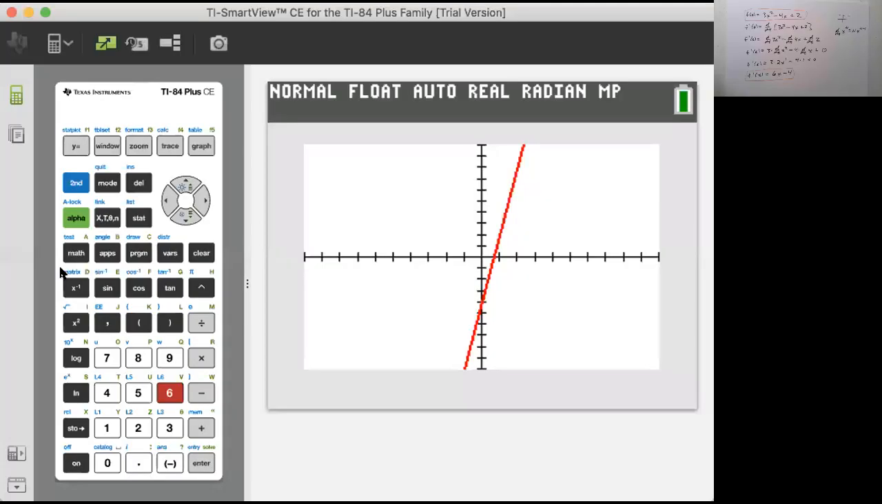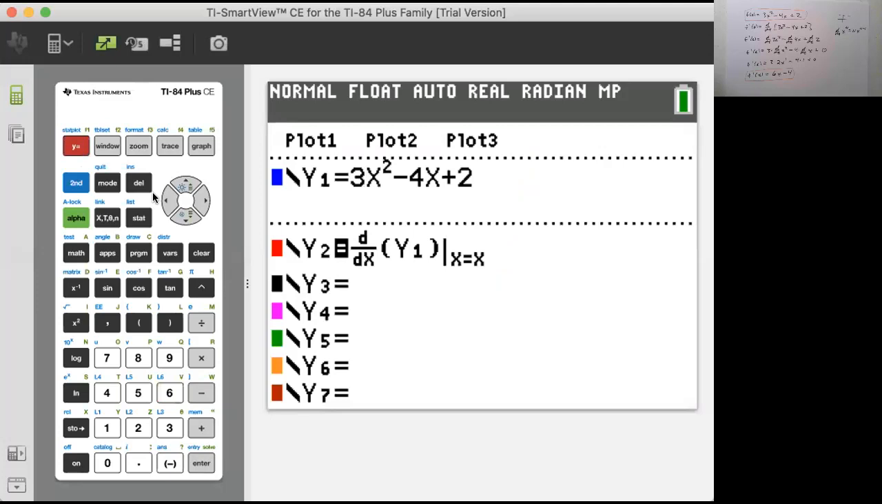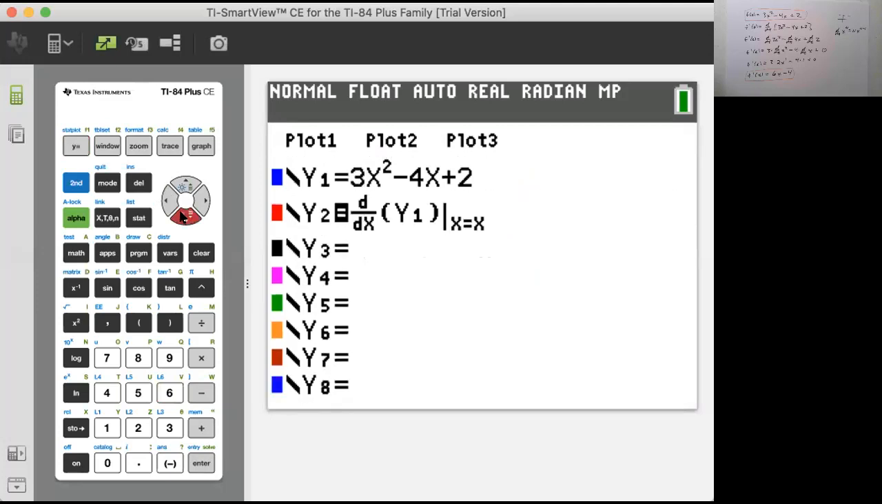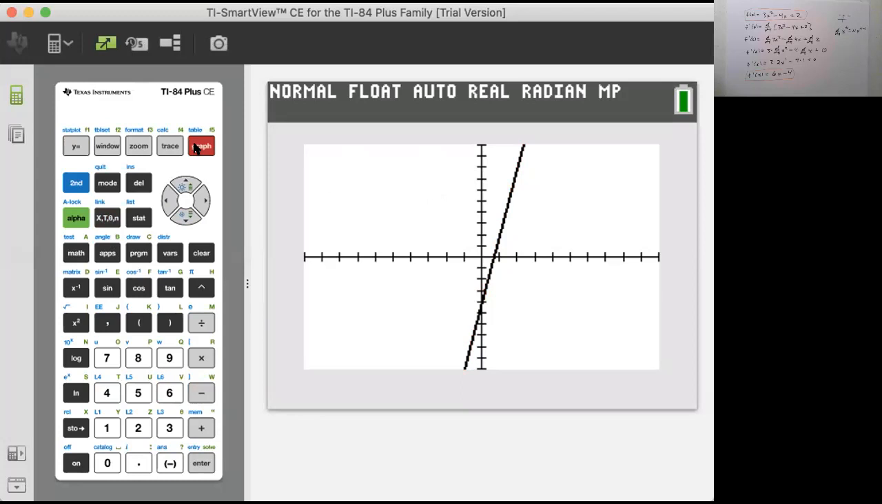So if I look at the graph, we have the derivative in red. Now in black, I will graph 6x minus 4. Is it the same? And notice it graphed it right on top of it. So that makes me feel pretty good. So that's our basic strategy. Now let's do some more challenging kinds of derivatives.